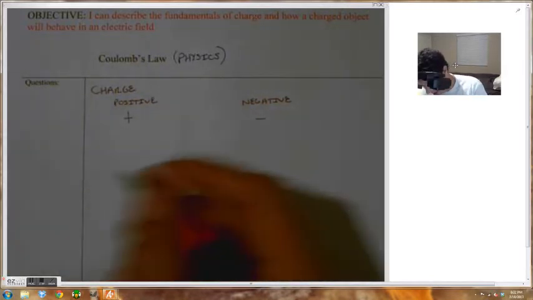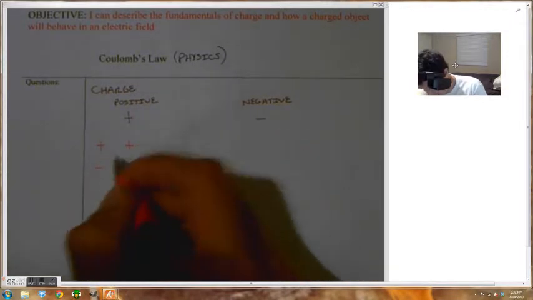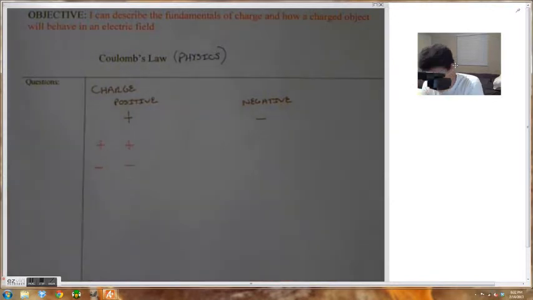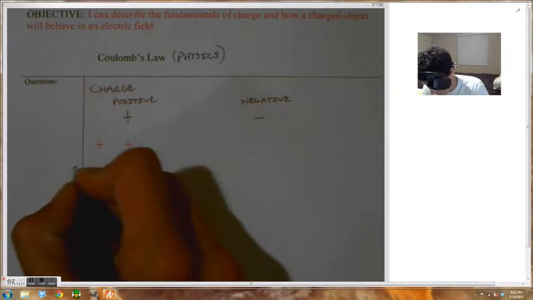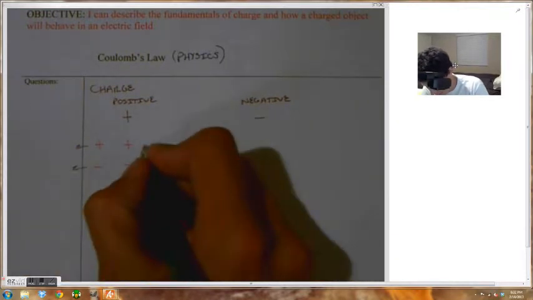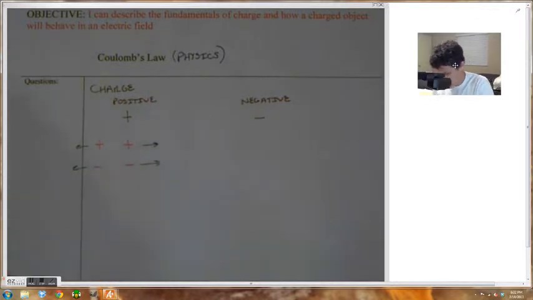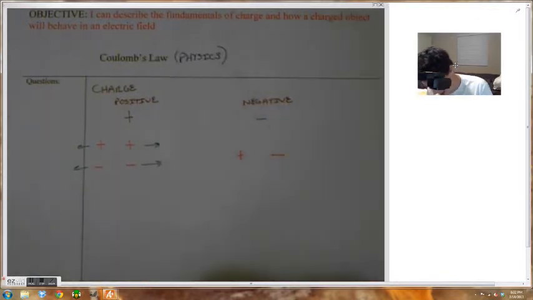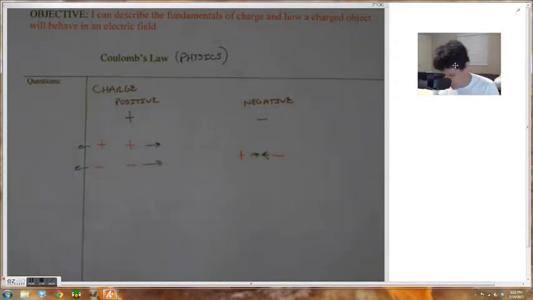Hopefully at some point in your 8th grade experience, you learned that if you put two positives together or two negatives together, they are going to want to repel. They are going to want to move away from each other. If you put a positively charged thing next to a negatively charged thing, they actually want to attract, and they'll pull towards each other.